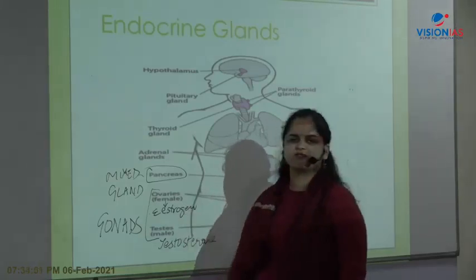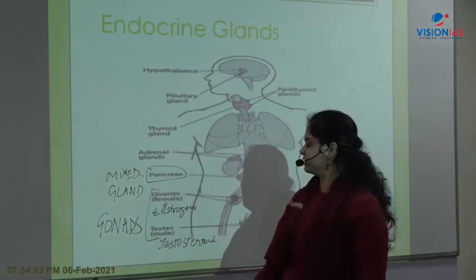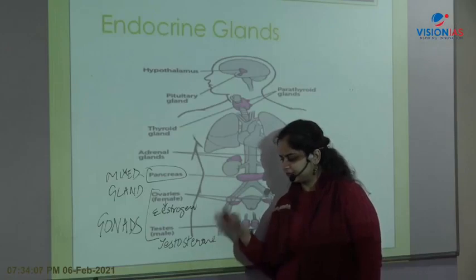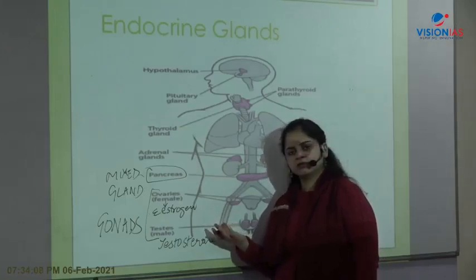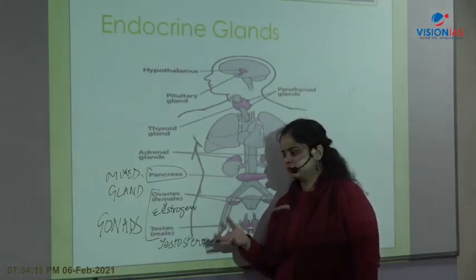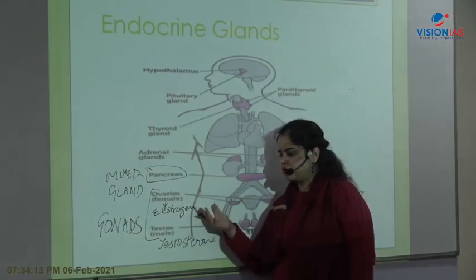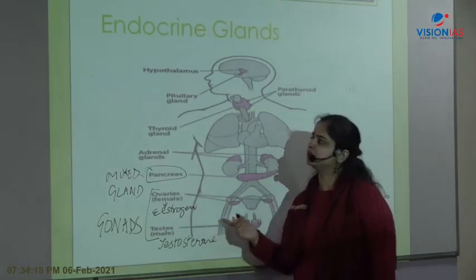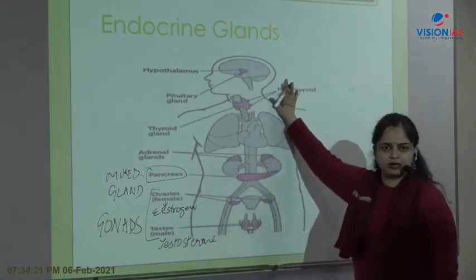For ovaries, you have estrogen. They're basically required to maintain the sexual characters in an organism. Female hormone and male hormone. Alright. We will start though with the hypothalamus.